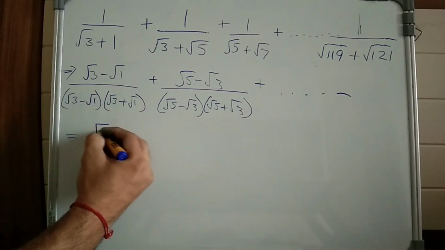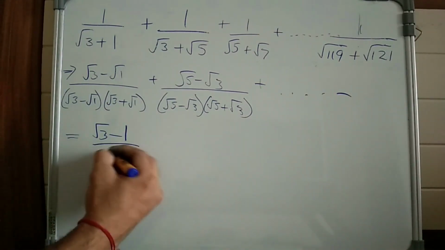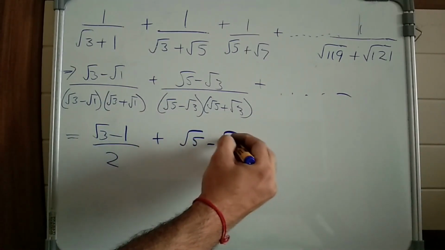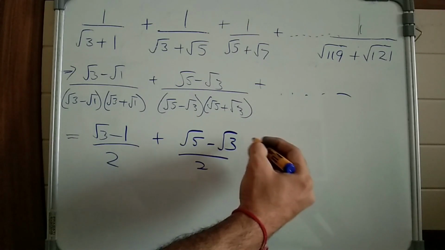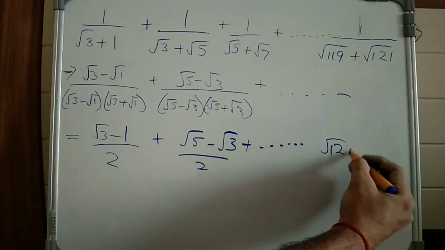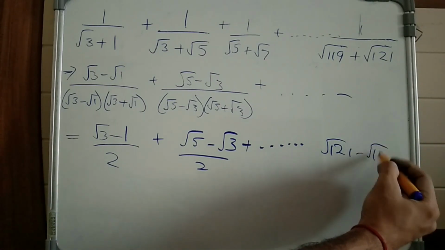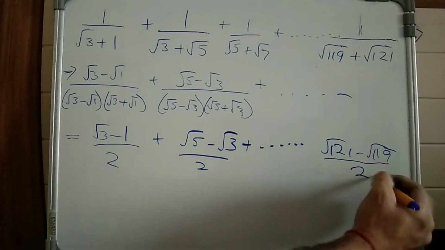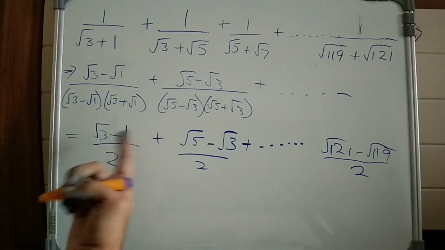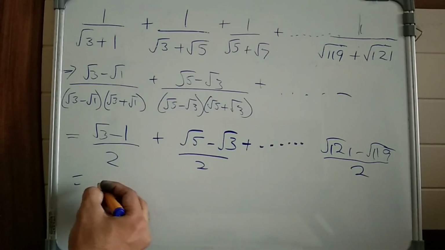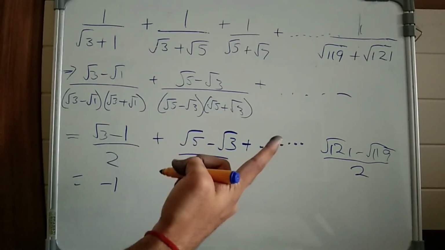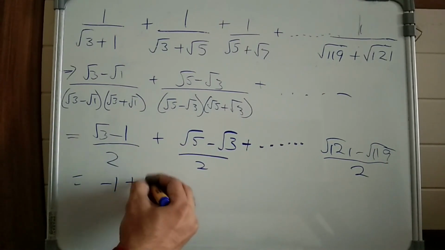I will get root 3 minus 1 upon 2 from here, then root 5 minus root 3 by 2 from here, and from the last term I will get root 121 minus root 119 upon 2. Since the denominator is the same, everything will get cut out. What will remain is minus 1 from the first term, which will not cancel, and from the last term root 121, which will not cancel.